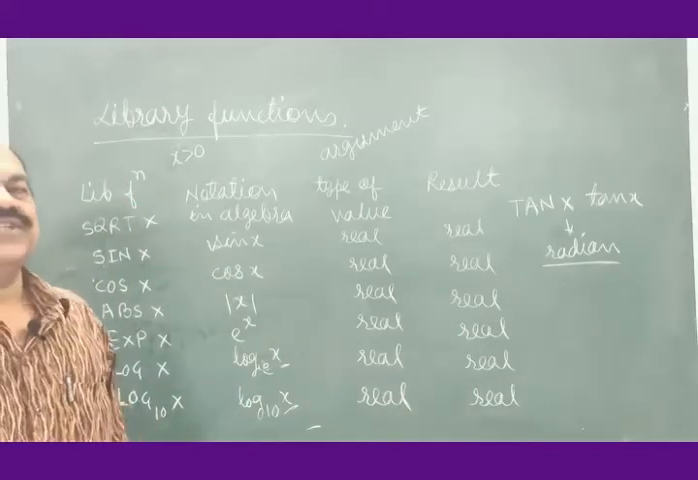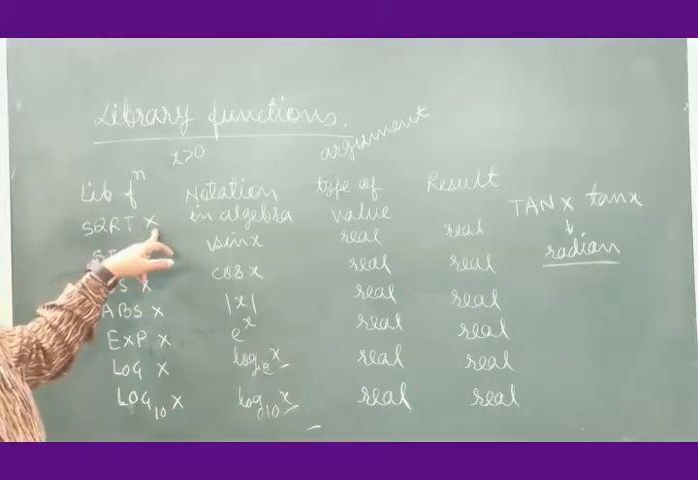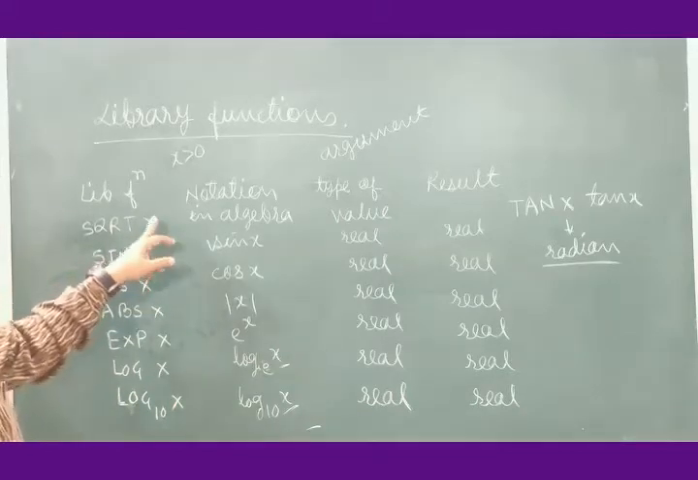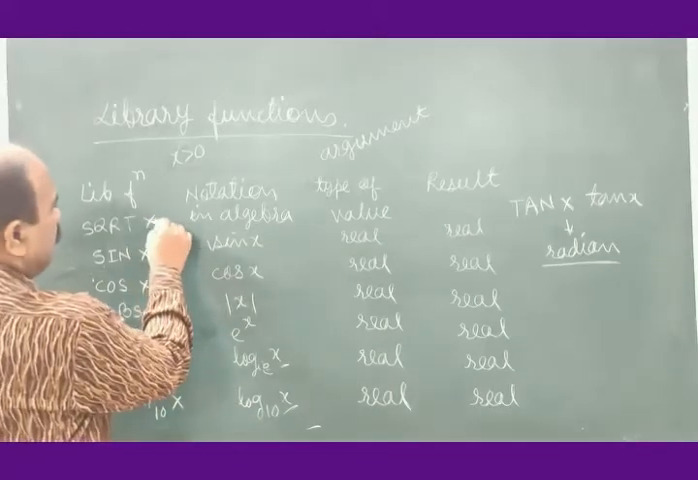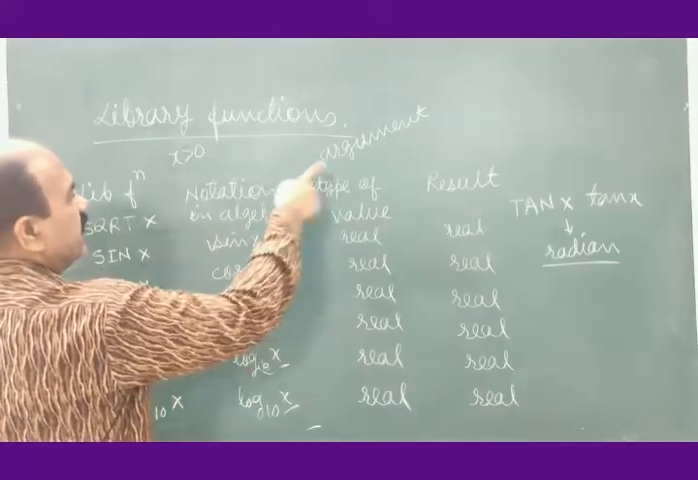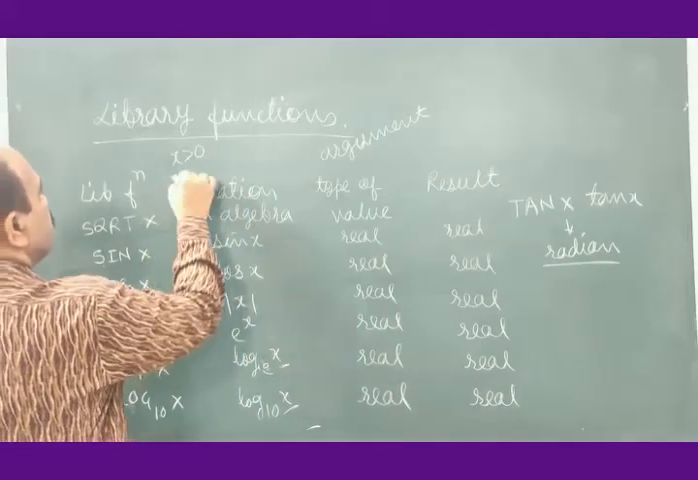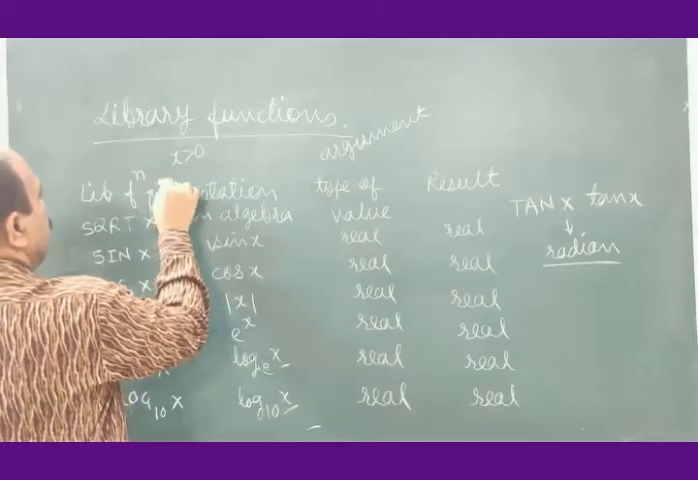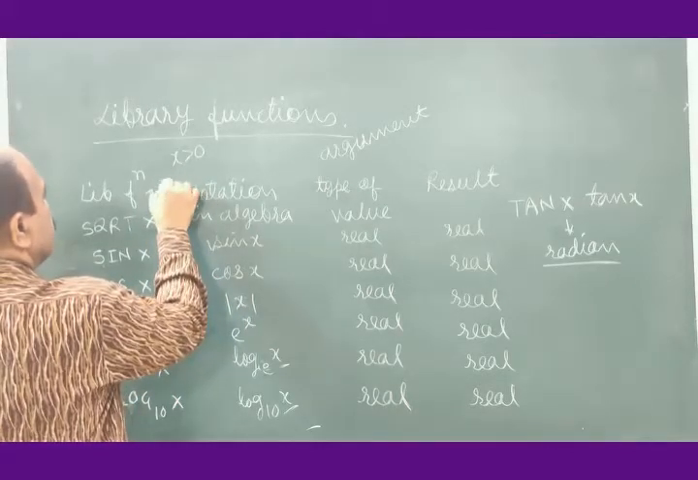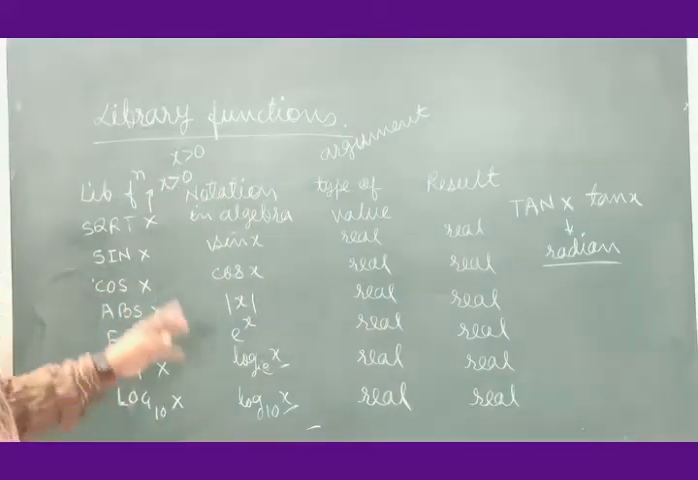SQRT(x), square root of x. And how should the argument x be? The argument should always be positive. Here, the condition for the type of value or argument is that it should always be greater than 0. This argument should always be greater than 0. It should not be negative.